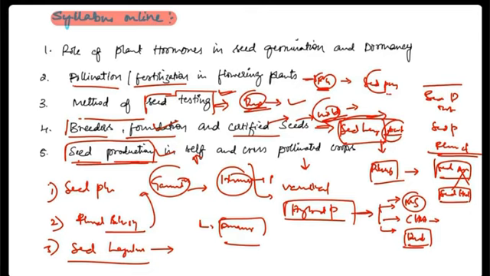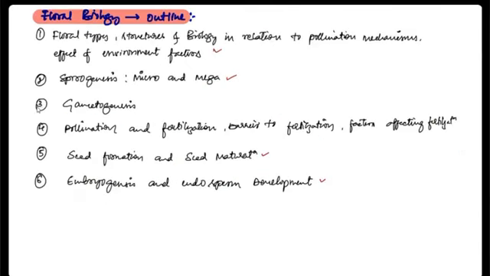Okay, fine. So we'll start with floral biology. This is the outline of today's discussion, where we'll be starting from reproduction in flowering plants, and we'll discuss the floral types, their structure, biology, and their relation to pollination mechanisms and the effect of different environmental factors.